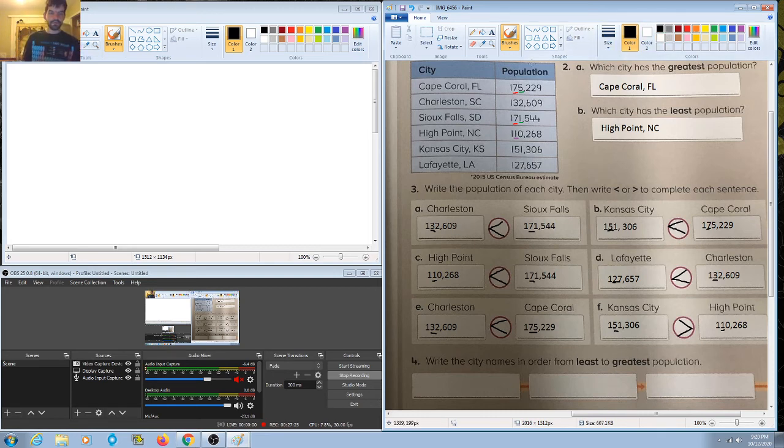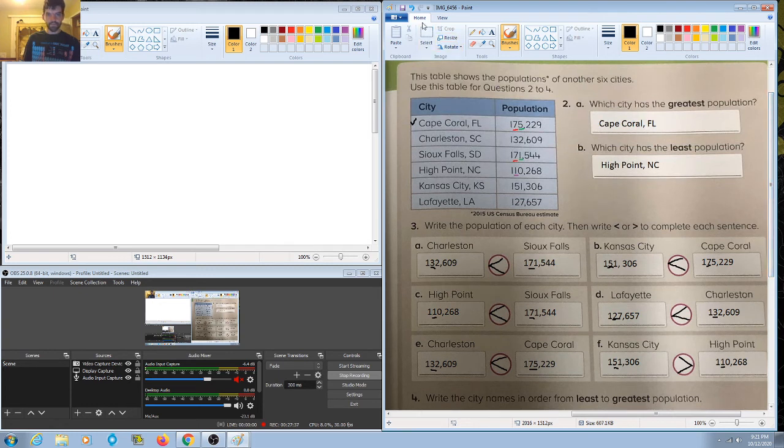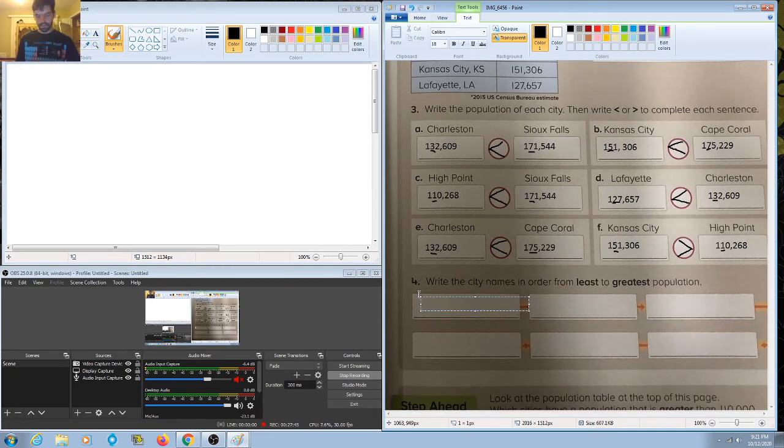Okay, so we determined that our greatest population was Cape Coral, Florida. So I'm going to start off just by checking that one off and typing it in the box below. This is from least to greatest, I'm sorry. Caught myself there. So here we're going to start with High Point, North Carolina, and work our way higher. Alright, so this is High Point, North Carolina.